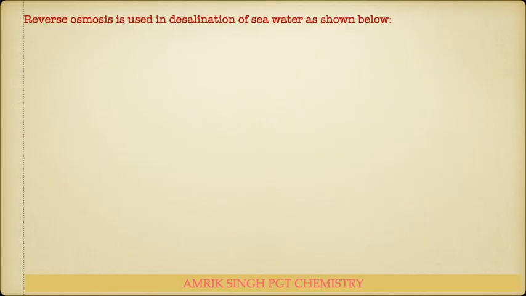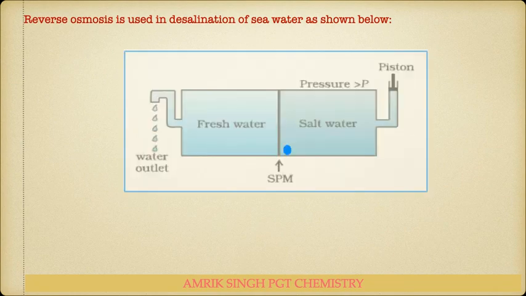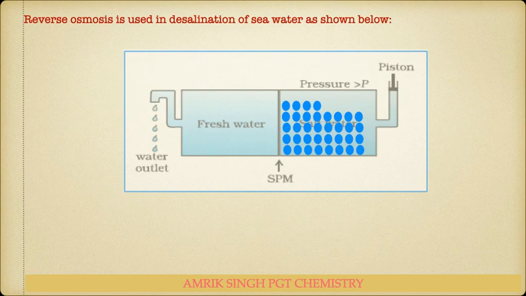Reverse osmosis is used in the desalination of seawater as shown below. We have this diagram, and there is salt water in blue color and a piston. If we apply P greater than the osmotic pressure, then reverse osmosis takes place and there is flow of solvent from the solution side to the solvent side. The solvent moves out and the ions remain behind.